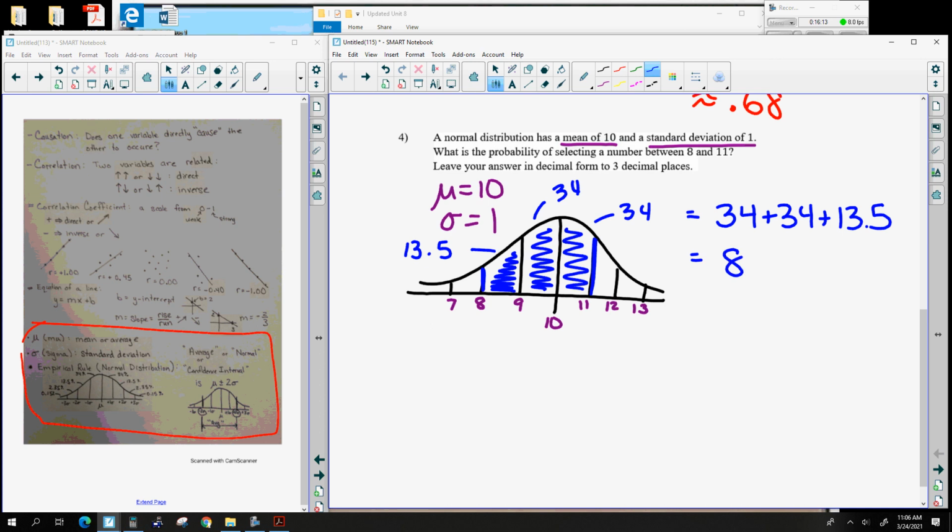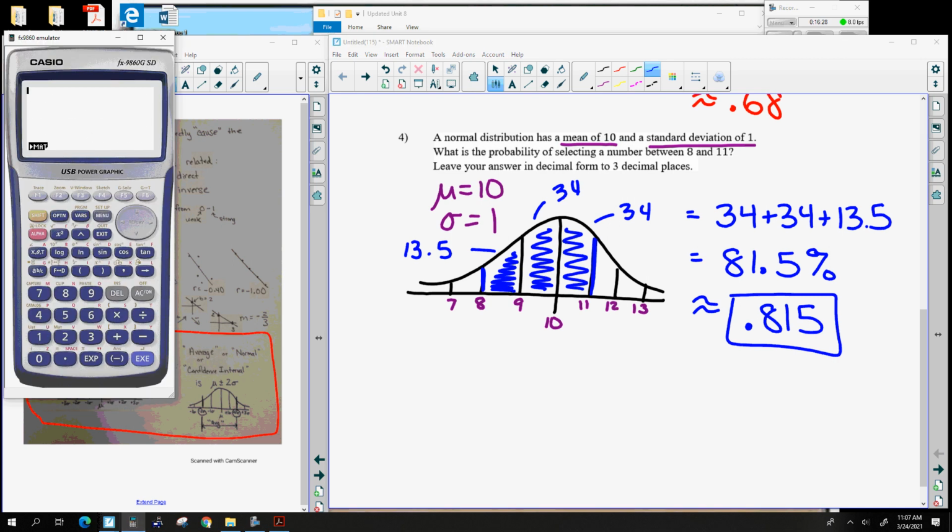And again, I think that's 81.5. Let me check my math on this one. Oh, decimal to 3 decimal places, move it 2. So 815. Let me just check that real quick with a calculator right here. So that's 34, 34, 13.5. Yeah, 815. And then as a decimal, that'd be 0.815.